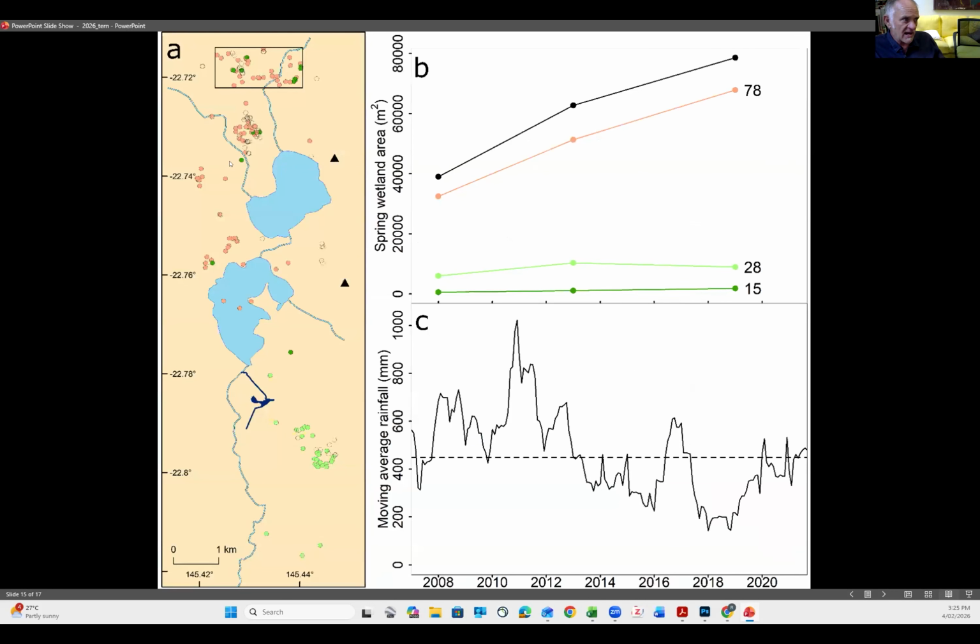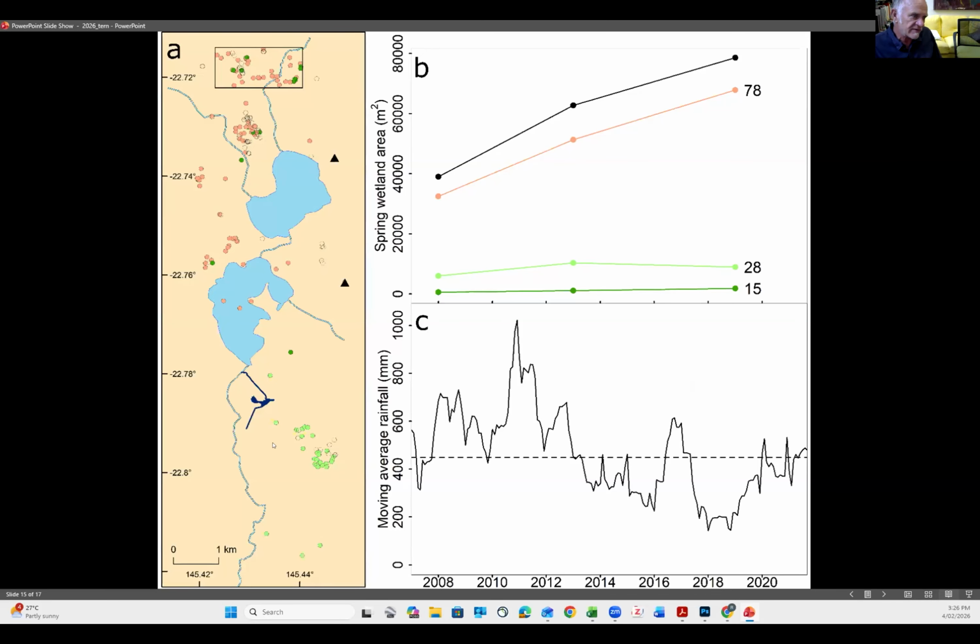Consequences for the springs. This is again the Biari complex, the Pelican Creek, that Renee flashed up. These are the springs, and this is the total wetland area, which is a surrogate for the discharge. So the more water coming out of the vent of the spring, the bigger the wetlands. So we can relate the size of the wetlands to the amount of water discharging.